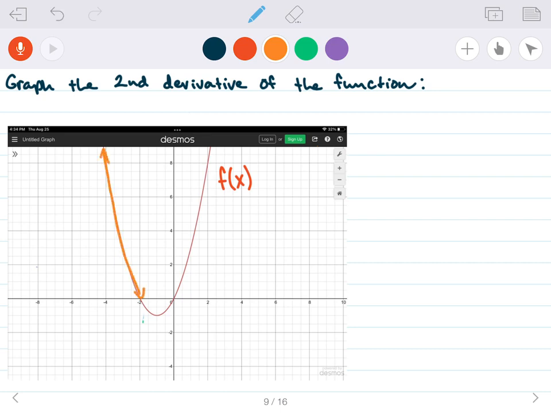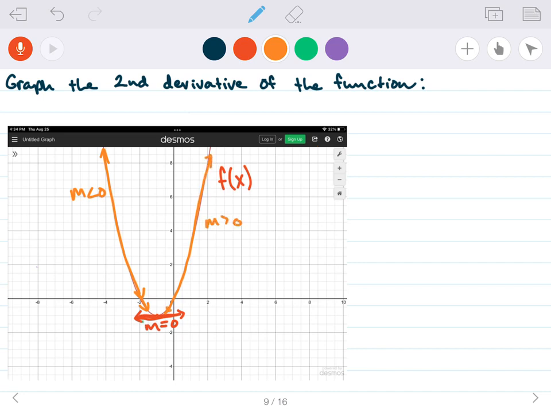So we can see that the slope is negative on this interval. It looks like from x equals -infinity to x equals -1. And then it looks like we're going to have a 0 slope right here, where that horizontal line touches the vertex. And then to the right side of the vertex, we are going to have a positive slope.